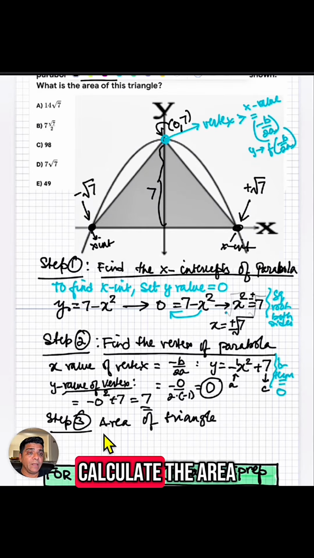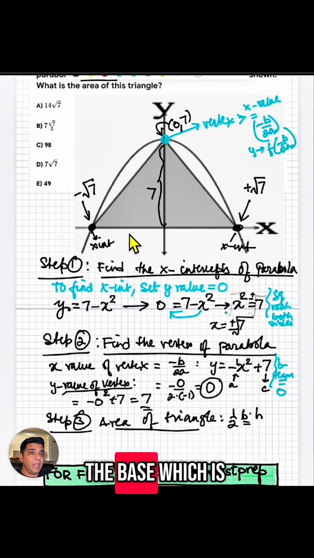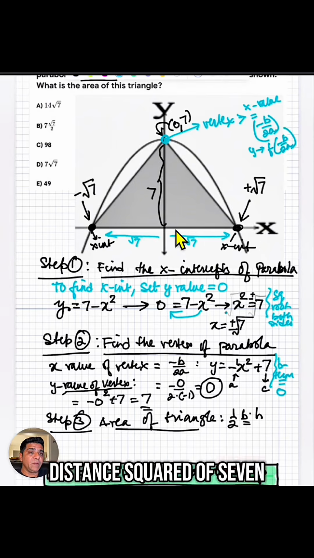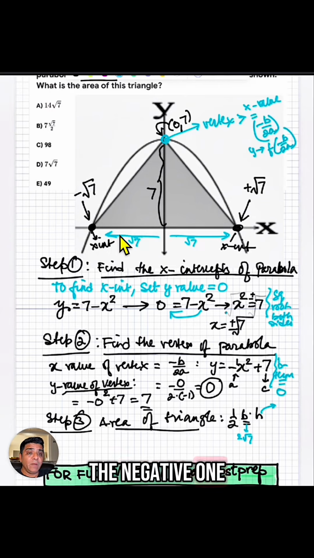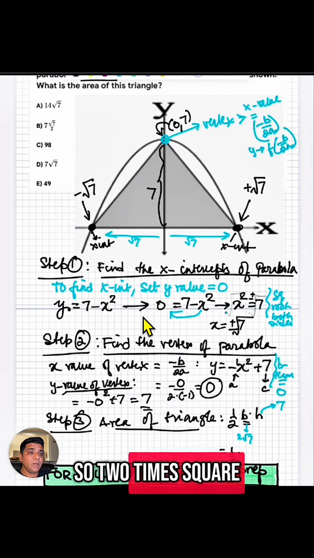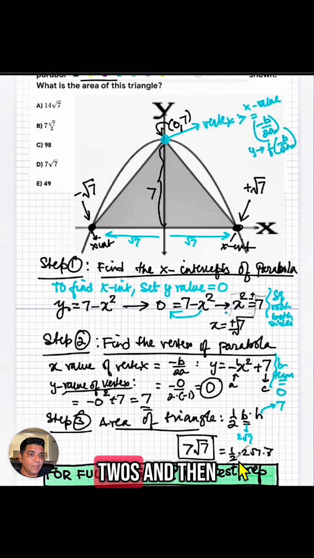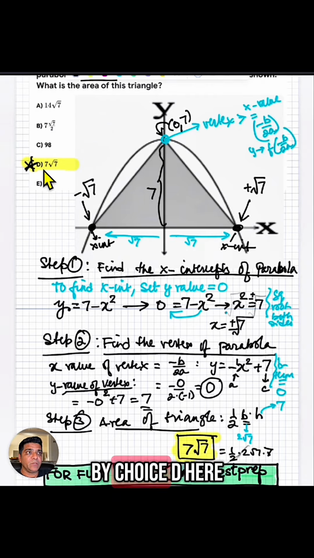Now we can go ahead and calculate the area of the triangle, because we have the base, which is 2 times this distance, square root of 7. This is also square root of 7. So we don't need to do the negative one, because the distance is going to be the absolute value of that. So 2 times square root of 7 is the distance, the base, and then half base times height. And we just said the height was 7. So cancel the 2's, and then finally we get 7 root 7 as our correct choice, which is represented by choice D here. And that's the end of the problem.